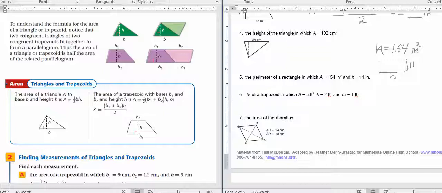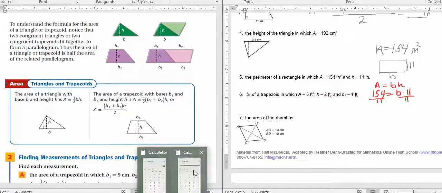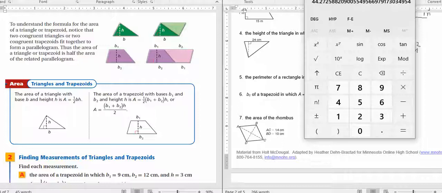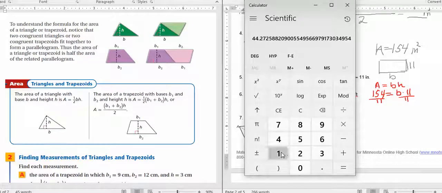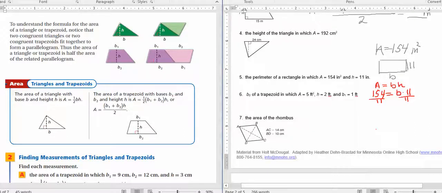So we set up a problem similar to that already. You would write the formula, area equals base times height, and then put the area over here. And we don't know the base, so we have to divide both sides by 11. So we need to figure out what is 154 divided by 11. 14. So the base is 14.